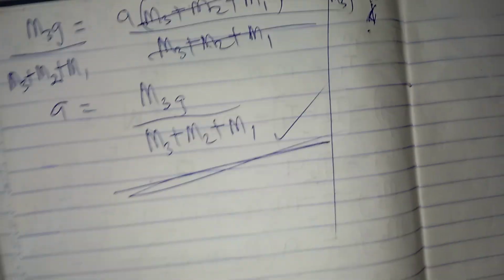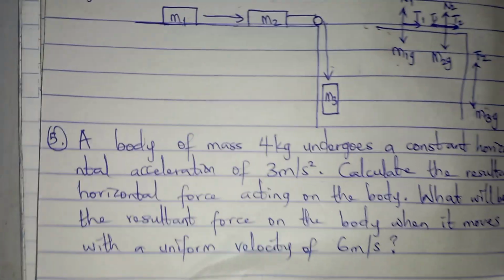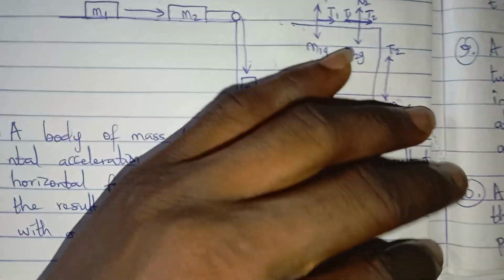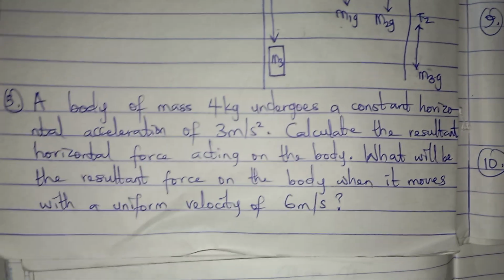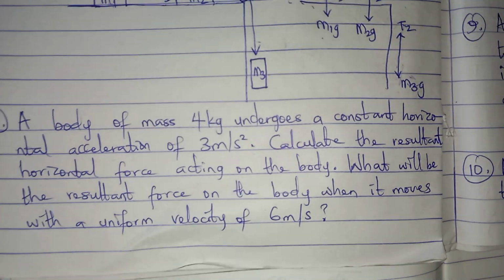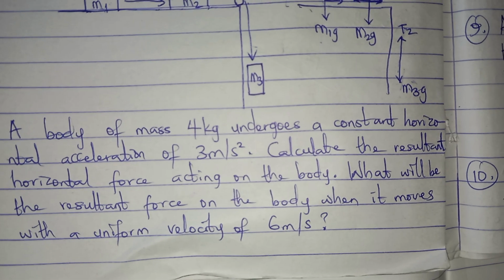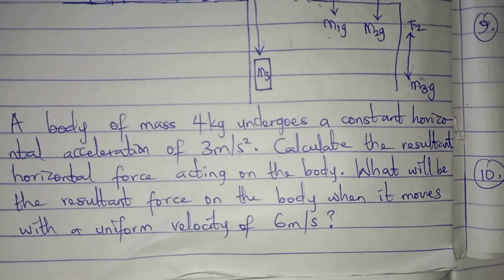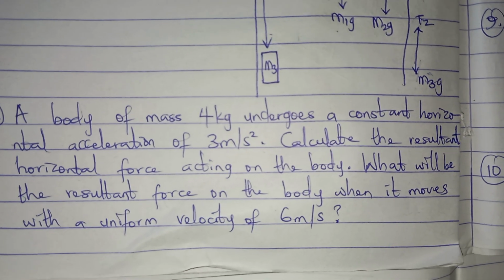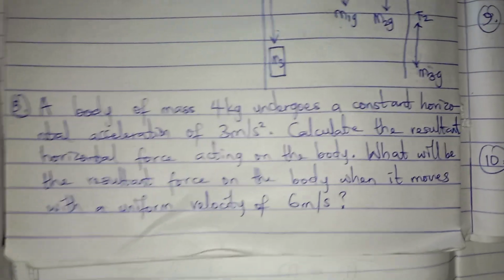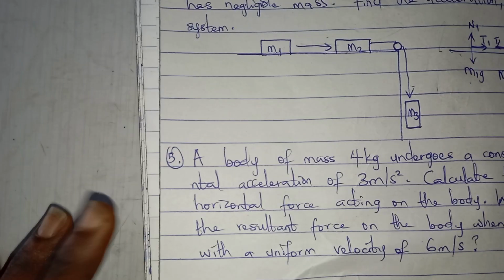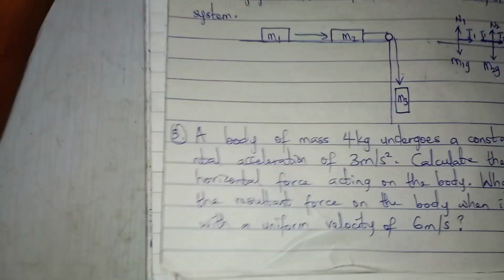All right, let's go to the next question. A body of mass 4 kg undergoes constant horizontal acceleration of 3 meters per second squared. Calculate the resultant horizontal force acting on the body. What will be the resultant force on the body when it moves with a uniform velocity of 6 meters per second? Always pay attention to when a question asks you uniform velocity, because at uniform velocity, acceleration is 0.